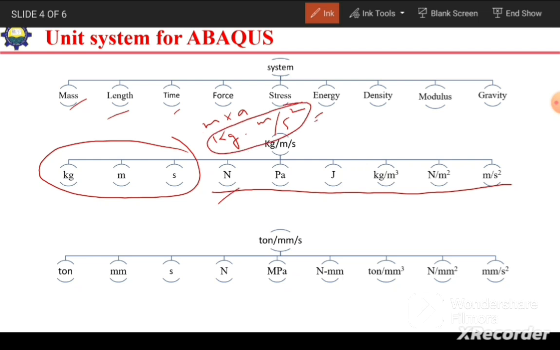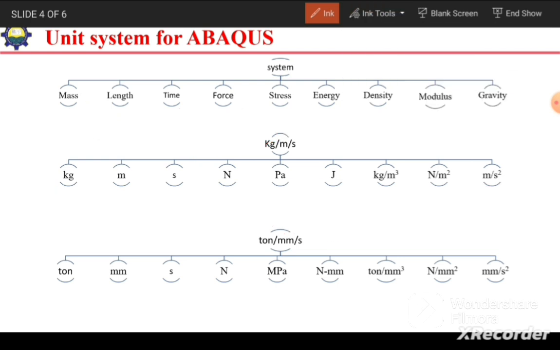Similarly, stress, we know that it is force per unit area, so we can write force in Newton and area in meter square, and collectively we can write it as Pascal. Similarly, for energy, we know it is equal to force into displacement, so the unit of force will be Newton and displacement is meter, so this Newton meter can be written as joule, or we can write Newton meter.